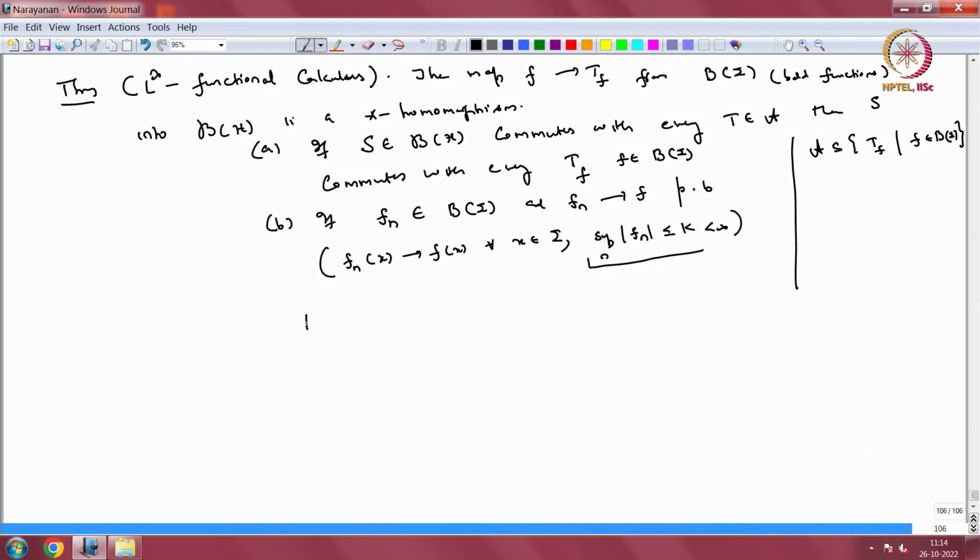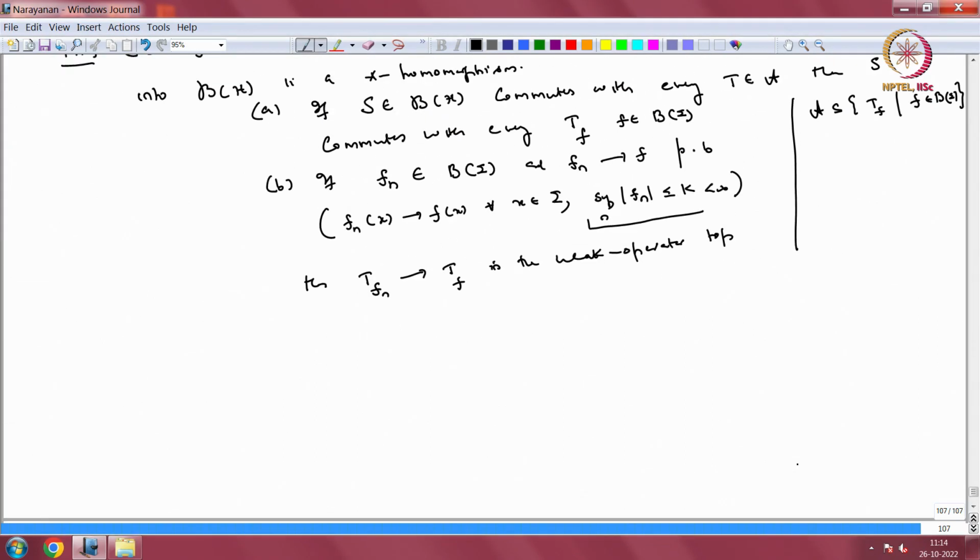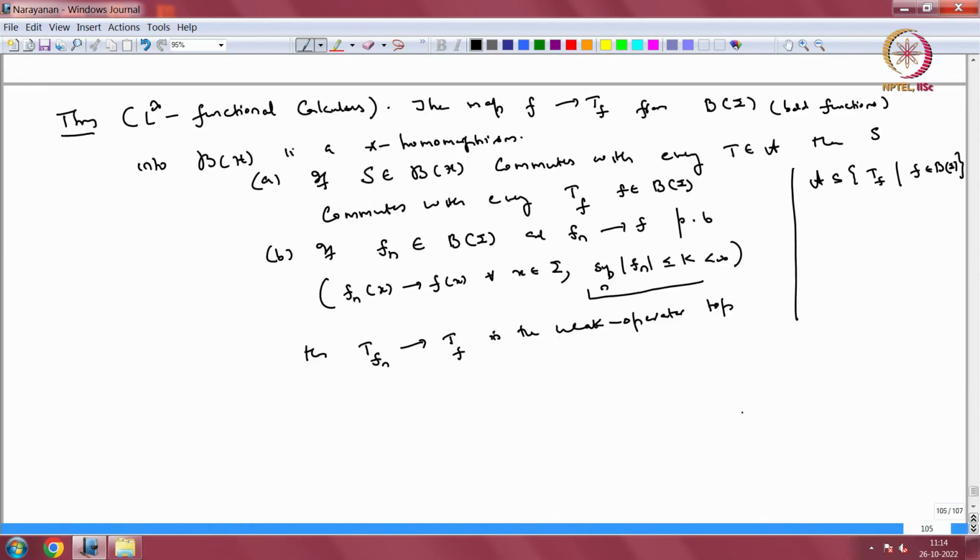Then T_(F_n), these operators which we defined, will converge to T_f in the weak operator topology. What does weak operator topology mean? The inner product of T_(F_n) u with v will converge to the inner product of T_f u with v. That is the weak operator topology. This is a weak result, we will strengthen it later. We will see that something more is true as we go along, but right now this is what we can prove. Okay, so proof.